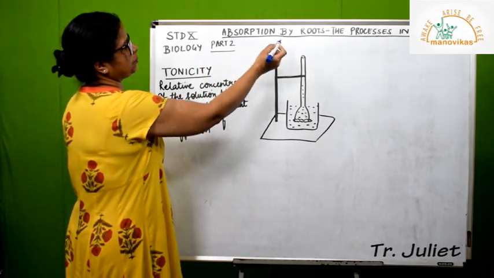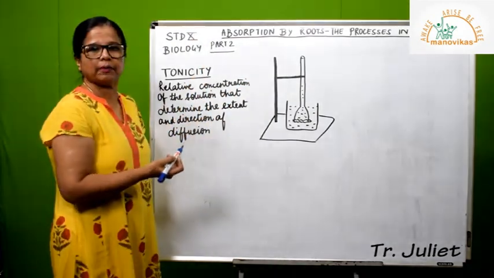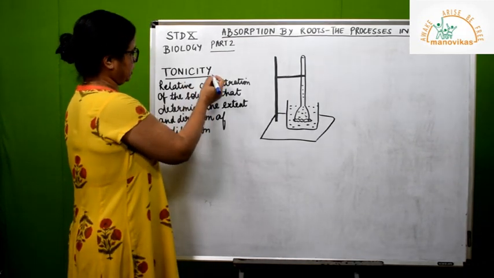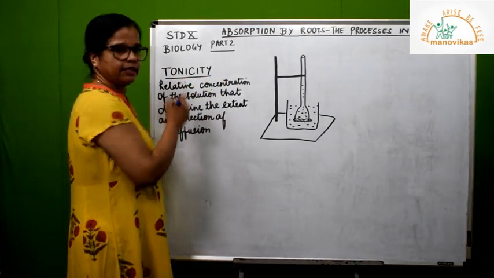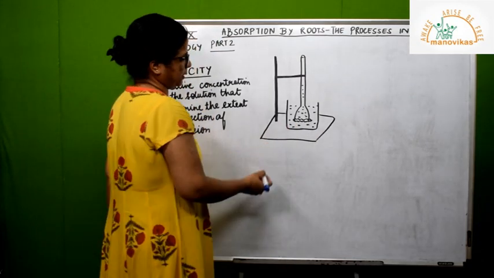Lesson: absorption by roots, the processes involved. This is again a lesson for standard 10 biology. Now let's see, I have mentioned here the word tonicity. And here you can see the thistle funnel experiment is set up.